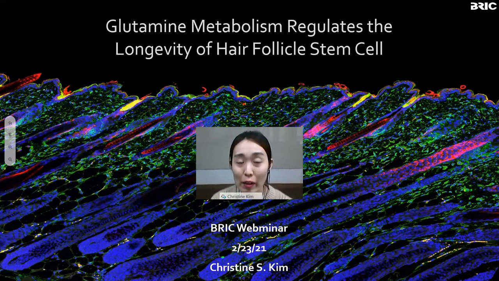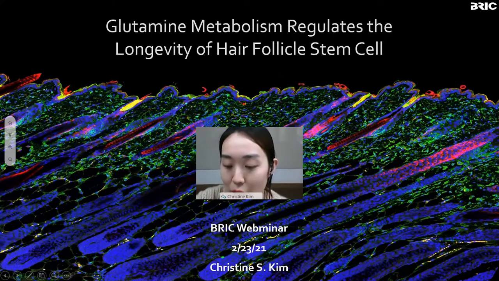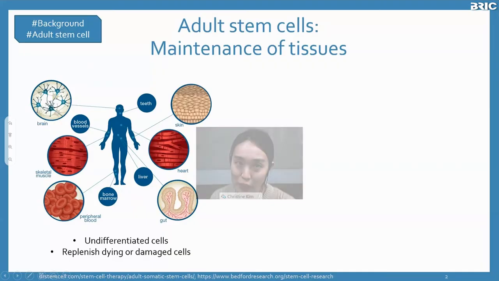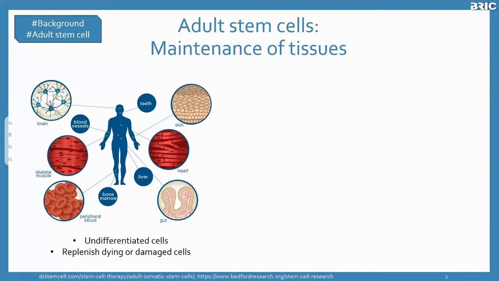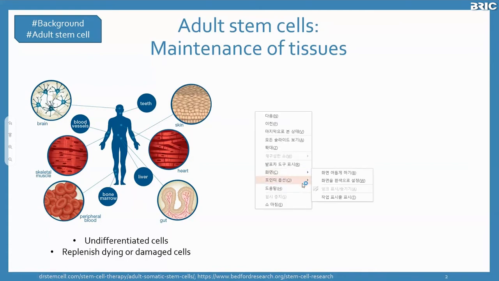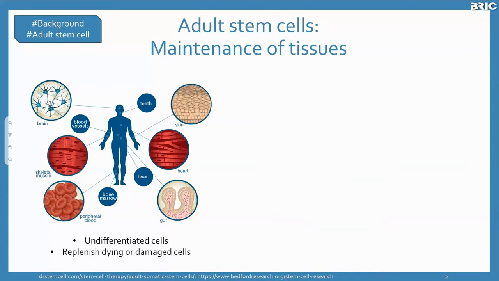Today, I'd like to talk about how glutamine metabolism regulates the longevity of hair follicle stem cells. Before moving in, I'd like to introduce a little bit about adult stem cells. They are very important in maintaining tissues. In various types of tissues, we will be able to find different types of stem cells. They are usually undifferentiated, and their role is mostly to replenish dying or damaged cells.